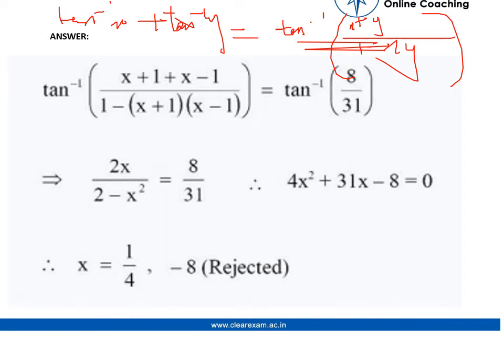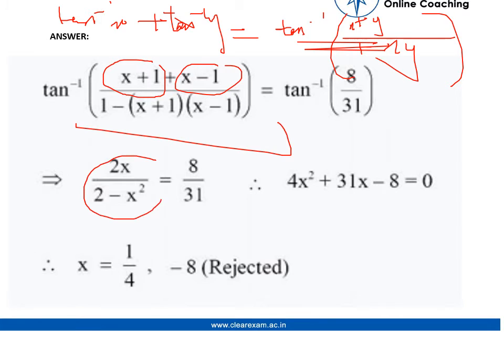So here in the given question, using this property, we get tan inverse of ((x+1) plus (x-1)) upon (1 minus (x+1) into (x-1)), because this is the value of x and this is the value of y. So when we solve the left hand side of the equation, we get 2x upon (2 minus x square), and comparing it with this, we get 8 upon 31. So here we get a quadratic equation which is 4x square plus 31x minus 8 equals 0.